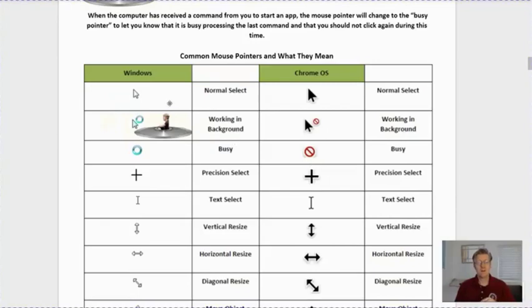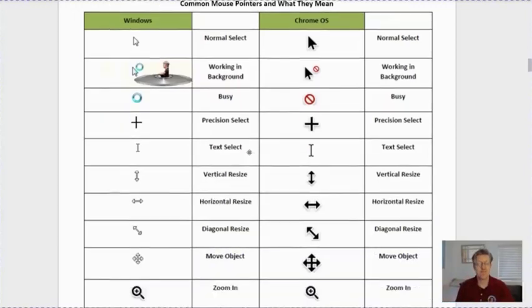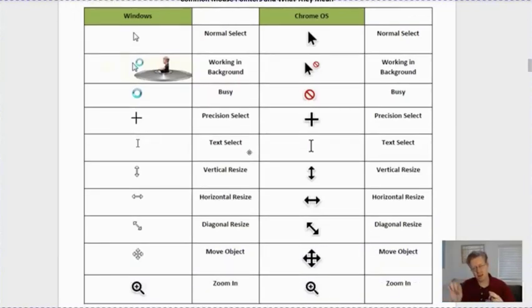First off, of course, is the normal select, and that would be looking like this within a Windows machine. On a Macintosh or on a Chrome OS, it would be looking like here, where you see a black outline. And then if it's working in the background, then it's usually a mouse pointer and a little circle, and that simply means that, hey user, the computer is doing something in the background and that you should wait before clicking again. Next, if you just see the circle, that means the computer is busy.